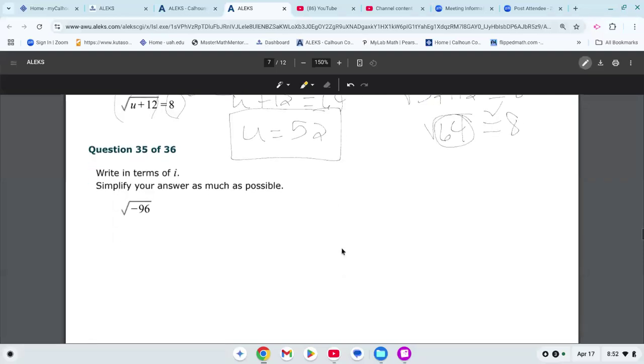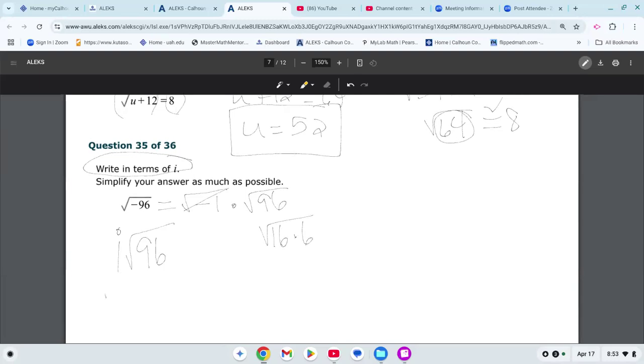Number 35, this flat out tells you to write in terms of i. So the first thing I'm going to do is take out the imaginary unit, because this actually splits into square root of -1 times square root of positive 96. The square root of -1 is always an i. Now I have to break down the square root of 96, which I believe is 16 times 6. So that would give me 4i square roots of 6 as a final answer, because that would be 4 square roots of 6, and you have to remember to multiply it by the i.